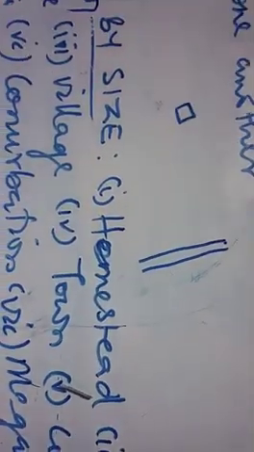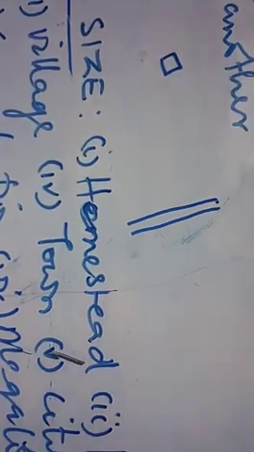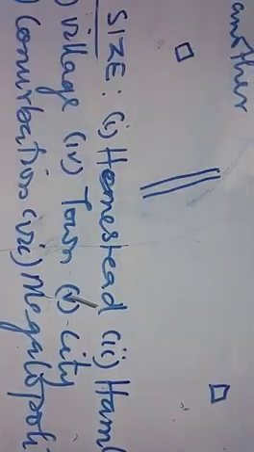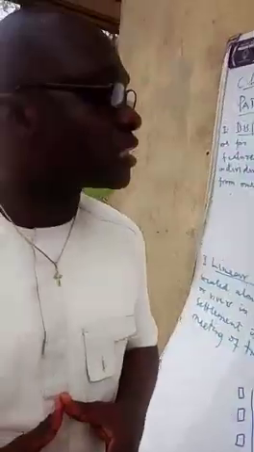We now have settlements by size. They include one, homestead, two, hamlets, three, village, four, town, five, city, six, conurbation, and the last but not least is a megalopolis. These are the types of the sizes of settlements.